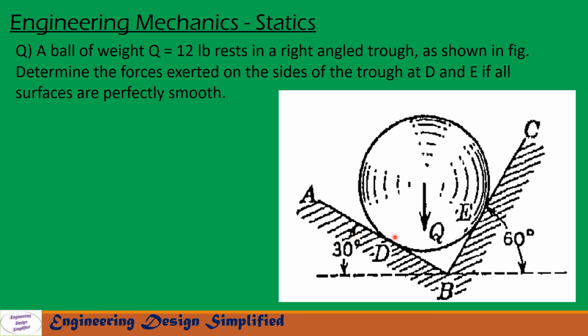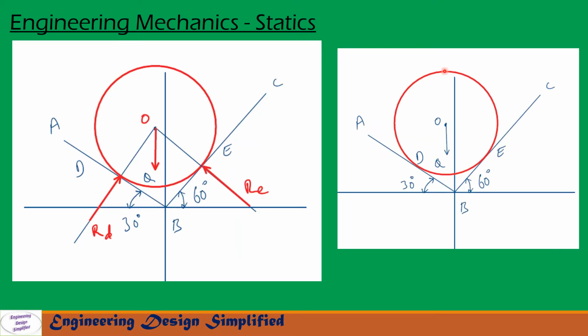So we need to find in this problem the forces exerted by this ball on this side of the wall, that is BC, and force exerted by this ball on this side of the wall, that is AB. So at D. Let us see in the coming slides how to solve this problem. So here the ball and right angle channel are redrawn here. So this side of the angle is 60 degrees, this side 30 degrees, and Q weight is acting downwards.